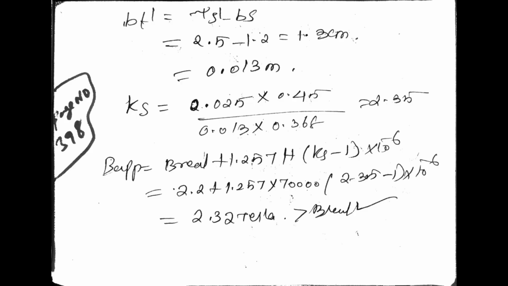Ks is 2.35. B apparent formula is equal to B real plus 1.257 H open bracket Ks minus 1 close bracket into 10 power minus 6. Put the required values we obtained. B apparent is 2.32 Tesla, that is greater than B real. The condition is satisfied. Design finished.